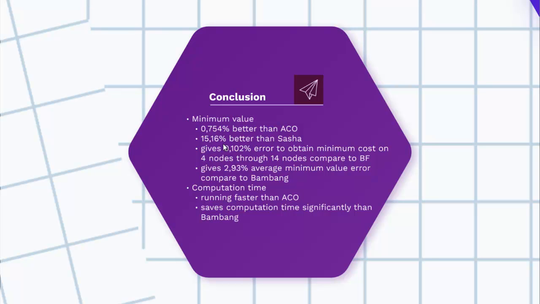But this minimum value still gives 0.102% error to obtain minimum cost on 4 nodes through 60 nodes compared to brute force, and gives 2.93% average minimum value error compared to Bambang.